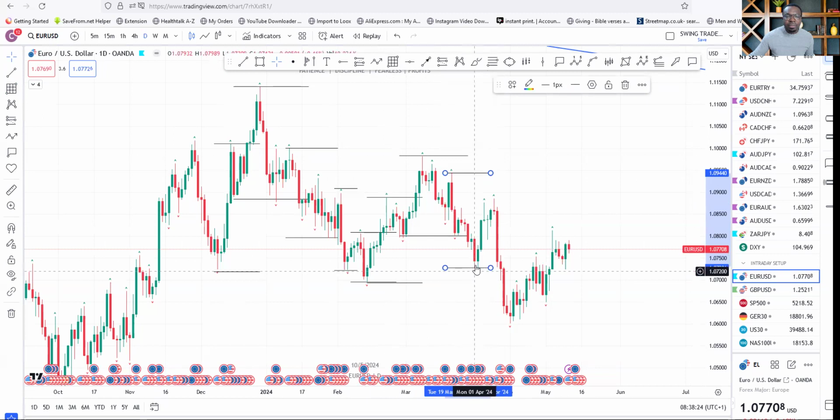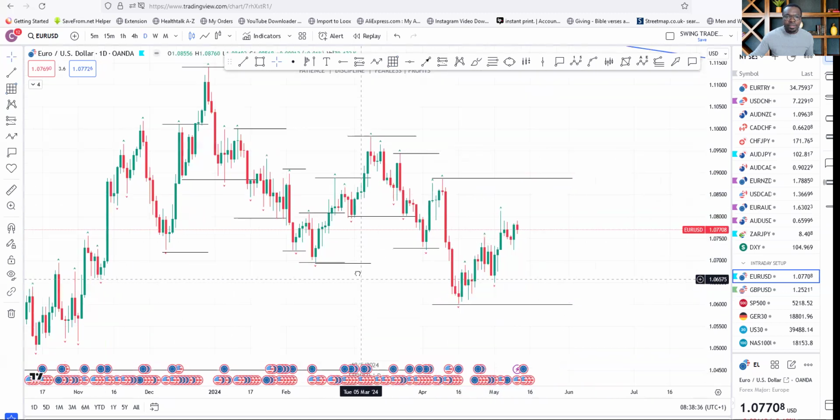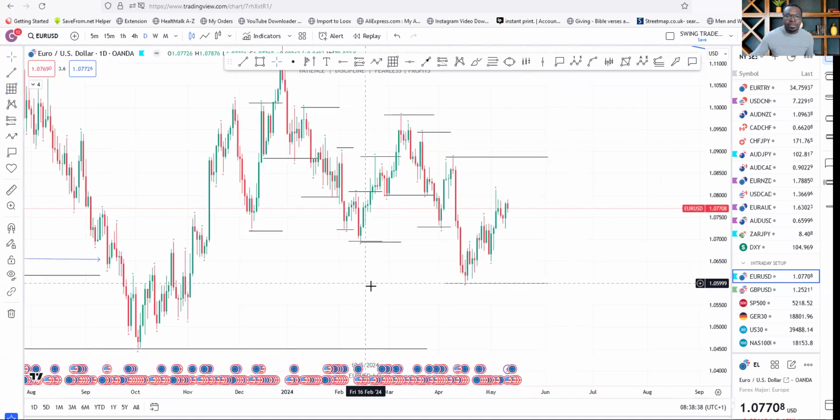So for that reason, the market pulled back. So we have a reasonable pullback there. What happened? Price pulled back and then broke again. So we can see this is now the current range, which is bearish.